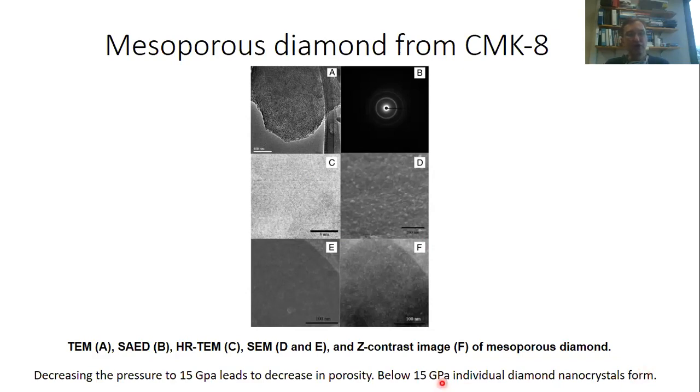So below 15 gigapascals, such a system behaves completely differently. In this case, you're not getting a monolithic piece of nanopolycrystalline diamond, which is porous, but you're getting individual nanocrystals.